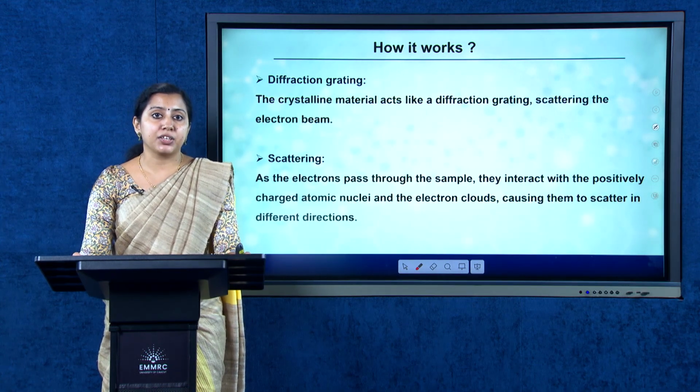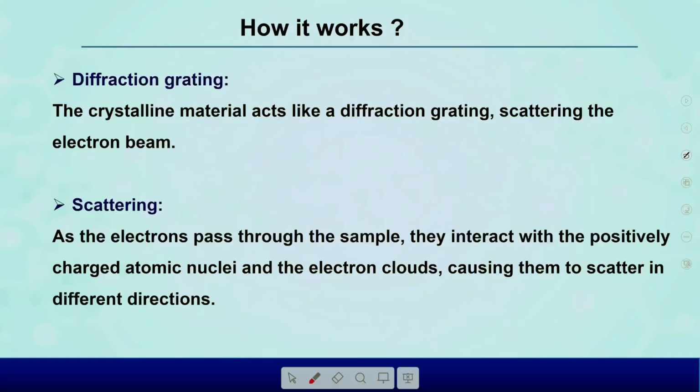We need a diffraction grating. So, when we deal with crystals, the crystalline material acts like a diffraction grating, scattering the electron beam. Now what happens when electrons fall on the crystal?